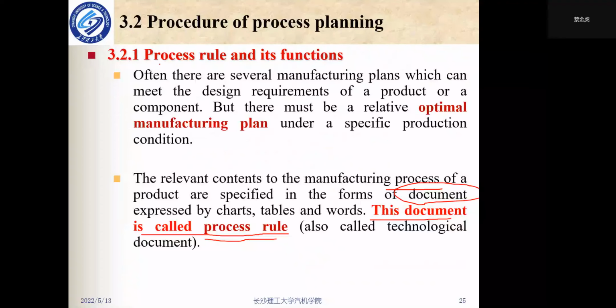The definition of process rule is relevant content to the manufacturing process of a product, specified in the form of documents, charts, tables, and words. And this is the process rule, its definition.